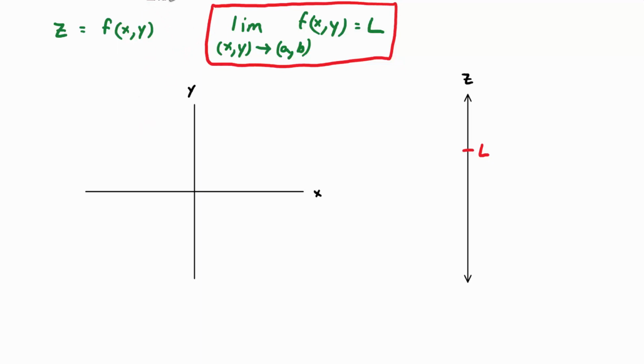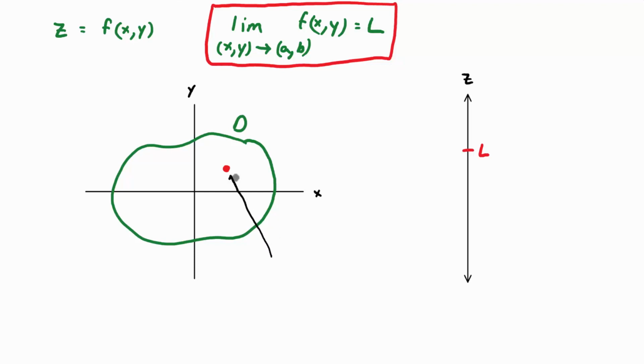Let's draw the domain. The domain of f of x, y might be the inside of this blob right here. Domain, D for domain. And the point (a, b), let's say for the sake of argument, actually let me put it right there. Let's say that's the point (a, b). So that right there is the point (a, b).